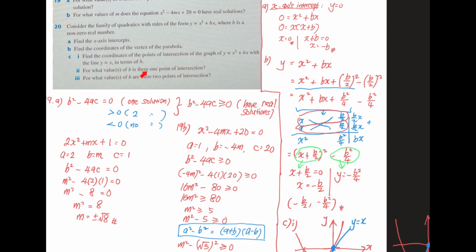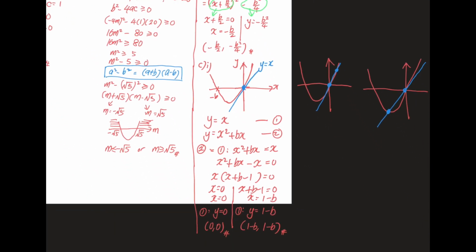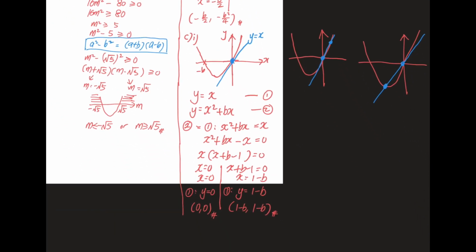For what values of B is there one point of intersection? One point of intersection. So we discussed this just now. If the value of B is 1, so imagine if it's 1, right? So 1 minus 1 is 0, so this is also 0, we end up with one intersection point, which is this case. So this case is where B is equal to 1.